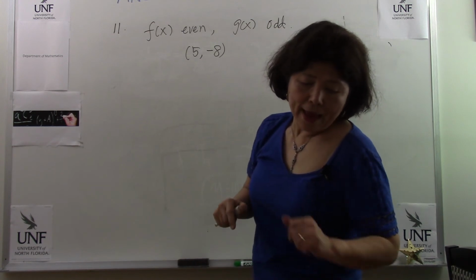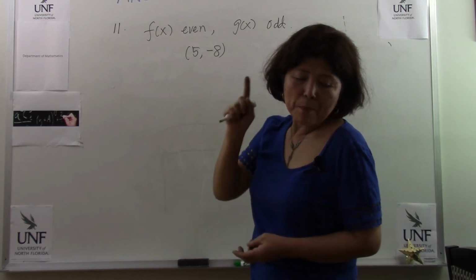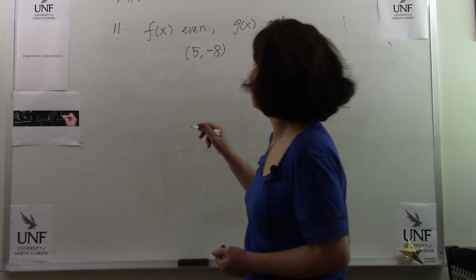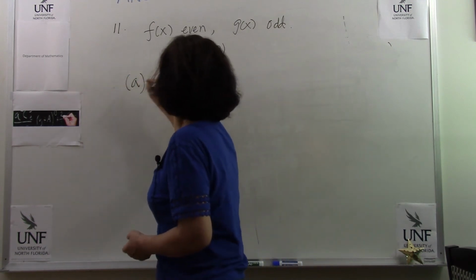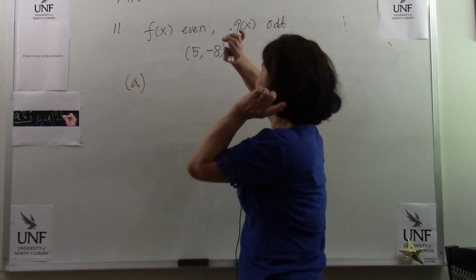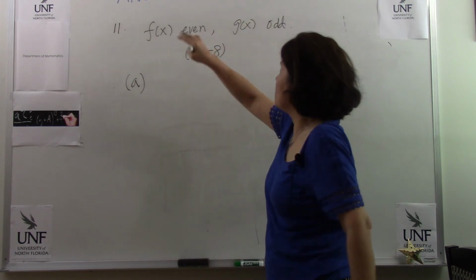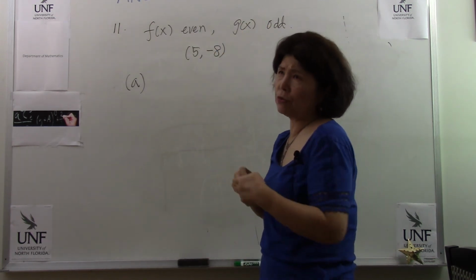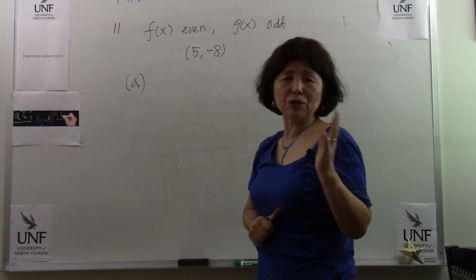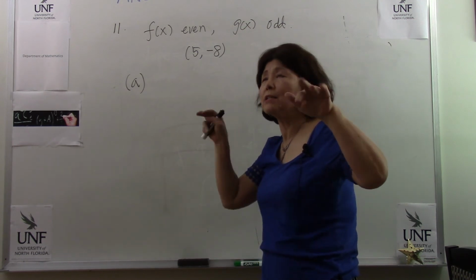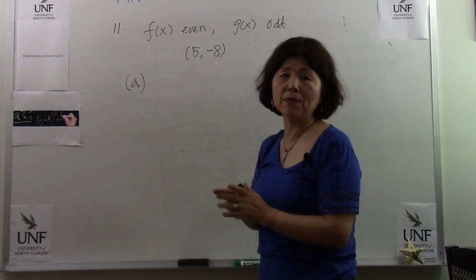Well, A, find a point that must be on the graph of f of x. B, find another point that must be on the graph of g of x. So how are we going to determine that? Which point must be on the graph?